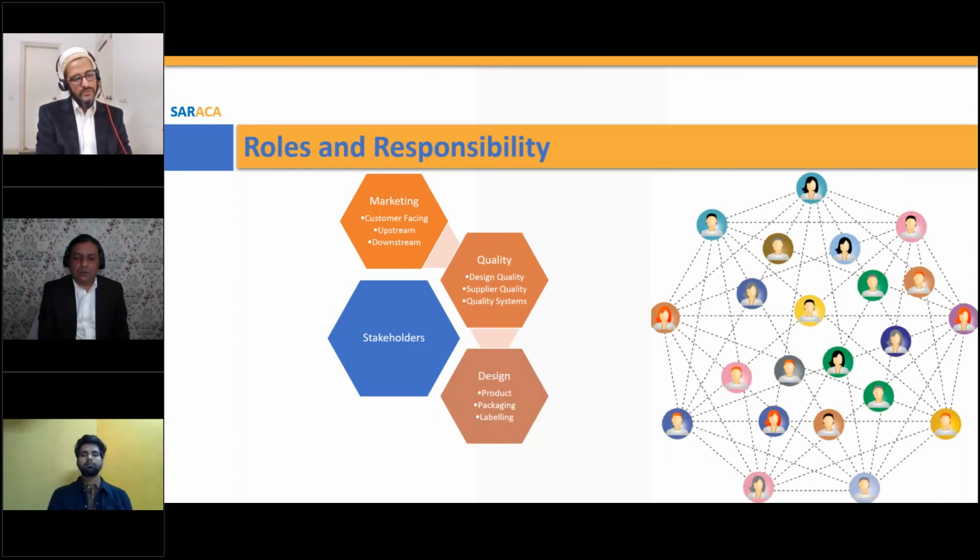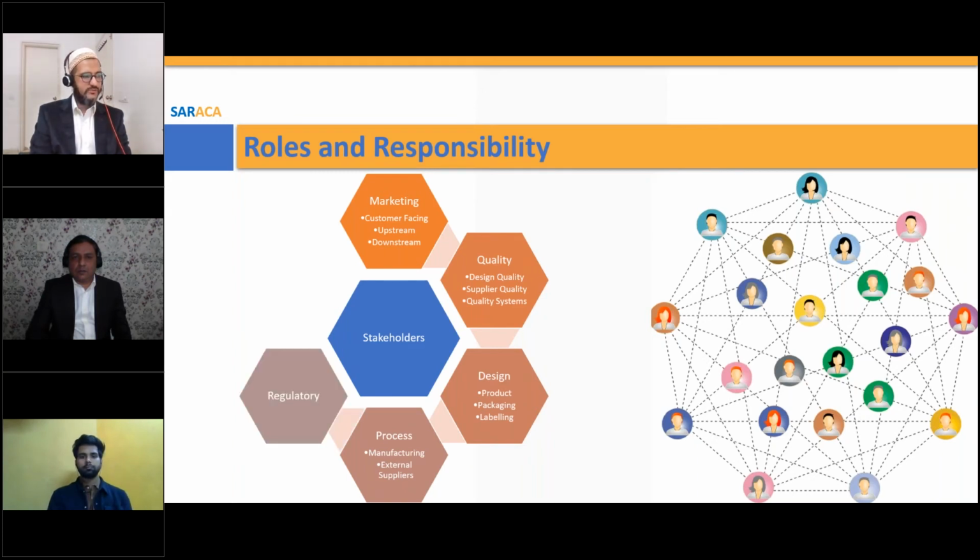Then the design department, which would be product design or packaging, labeling. Sometimes a single person will be doing all these activities. Sometimes there's a team for packaging, a team for labeling. So depending again on the organization, this particular function will work. Then the process. It's an internal decision to outsource the manufacturing, and in some cases the manufacturing is in-house. So manufacturing or process engineering becomes your stakeholder in that aspect.